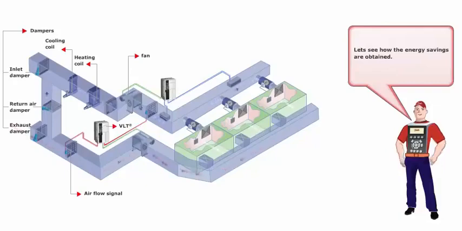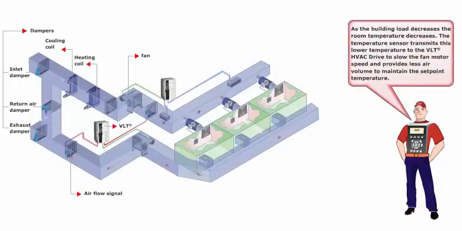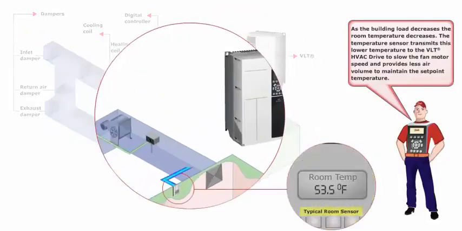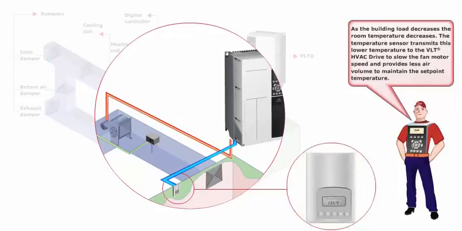Let's see how the energy savings are obtained. As the building load decreases, the room temperature decreases. The temperature sensor transmits this lower temperature to the VLT/HVAC drive to slow the fan motor speed and provides less air volume to maintain the set point temperature.